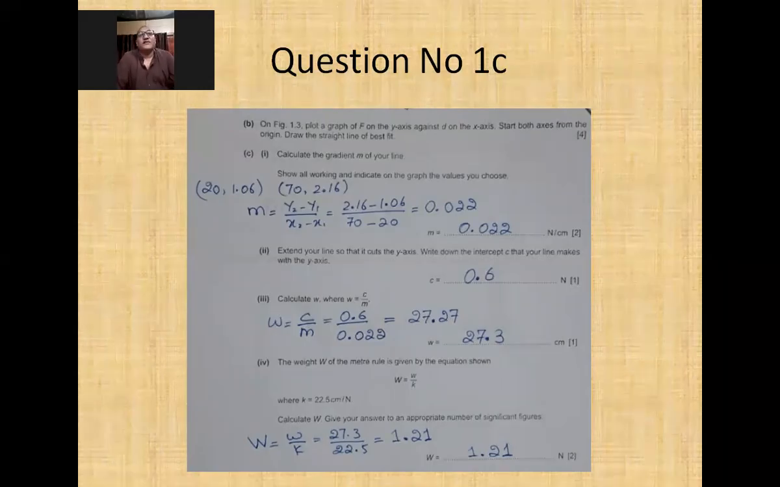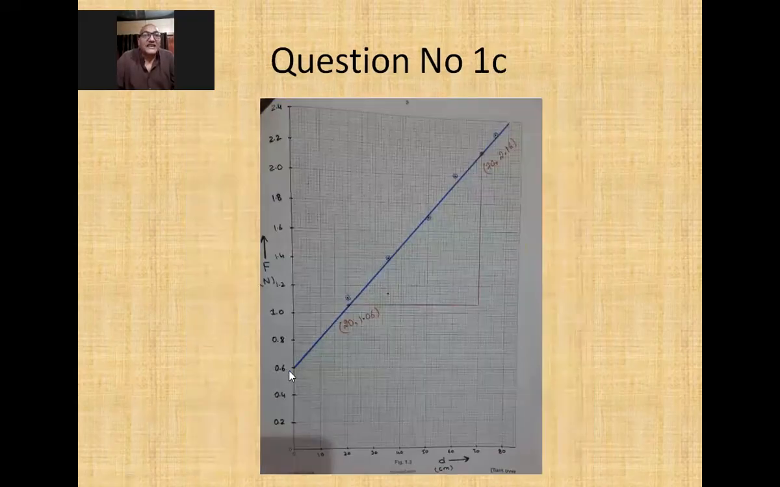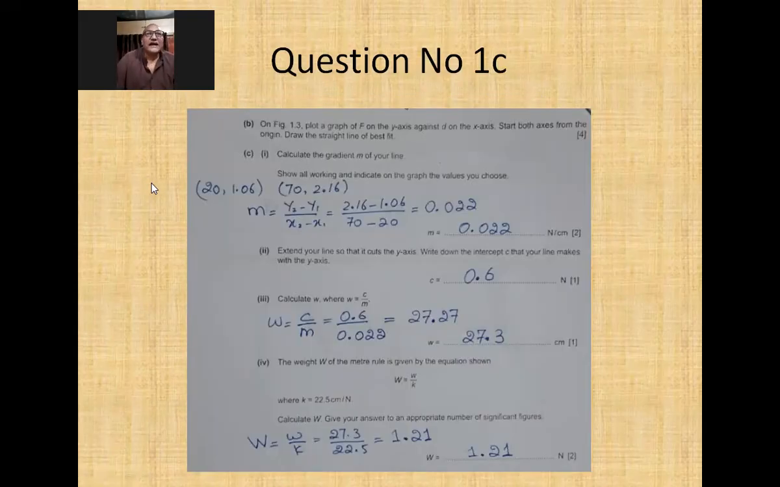The second part of the C is extend your line so that it cuts the y-axis. Write down the intercept C that your line makes with the y-axis. So, okay, let's check. This is the y-intercept, and the value of the line of best fit which I have drawn is 0.6. So the y-intercept is 0.6. Then he says calculate the w, where w is equal to c by m. So c is 0.6, m is 0.022. Just enter these values in the calculator and you will get the answer 27.27.